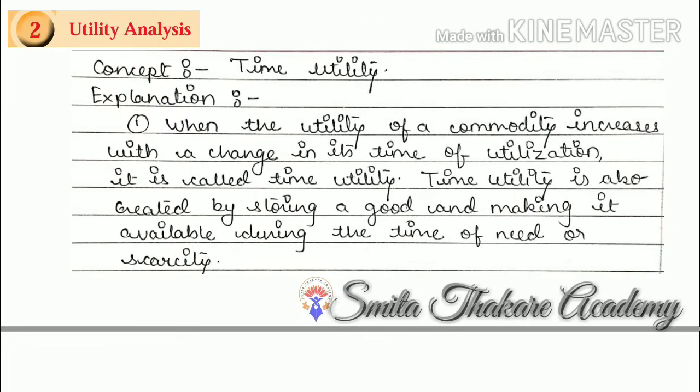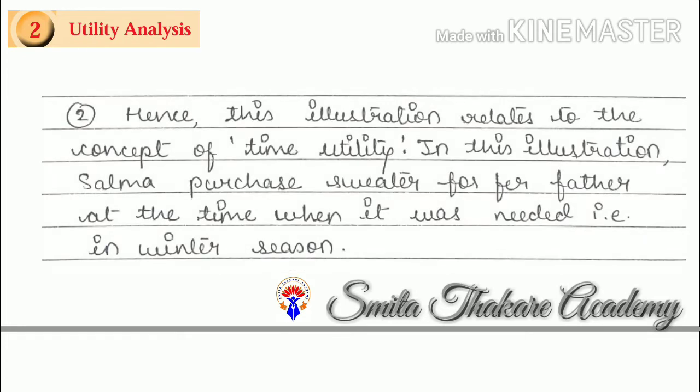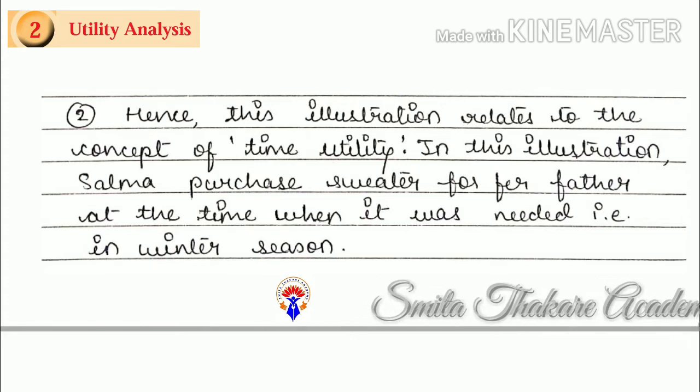Concept: time utility. Explanation: when the utility of a commodity increases with a change in its time of utilization, it is called time utility. Time utility is also created by storing goods and making them available during the time of need or scarcity. Hence, this illustration relates to the concept of time utility. In this illustration, Salma purchased a sweater for her father at the time when it was needed, that is, in winter season.